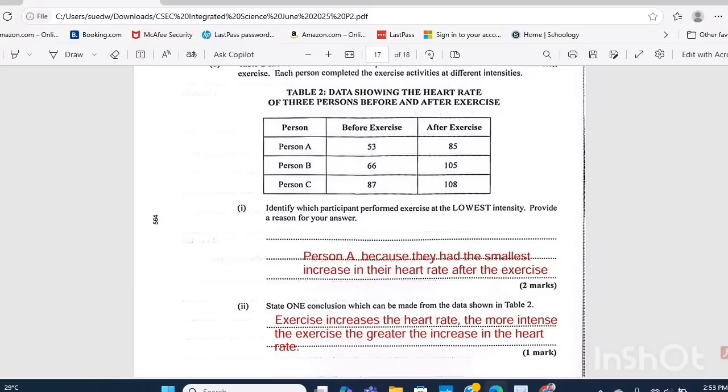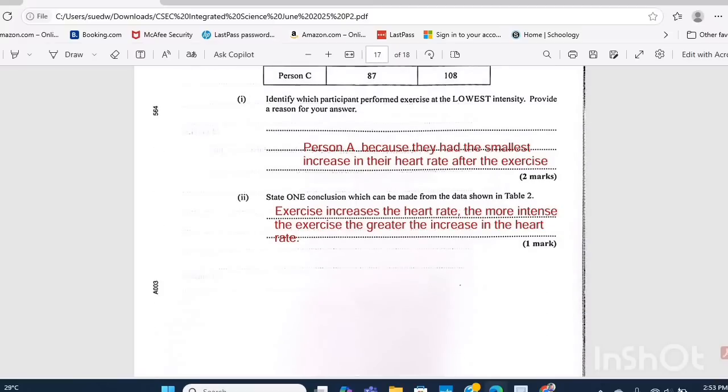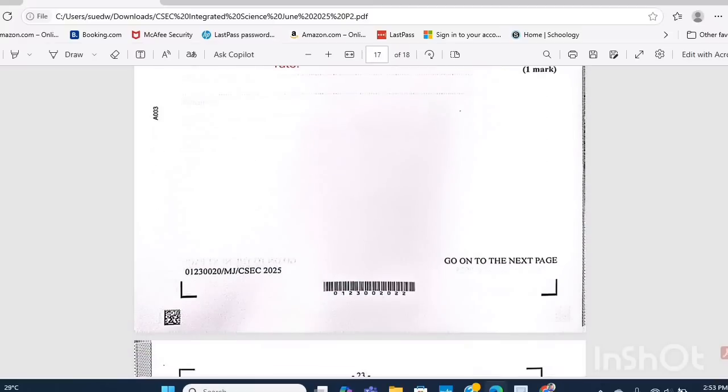It says write one conclusion which can be made from the data in table 2. It says exercise increases the heart rate. The more intense the exercise, the greater the increase in the heart rate. And we could see that, 85, 105, 108. We saw a steady increase. And that was 1 mark.